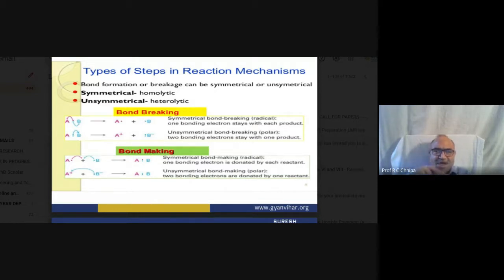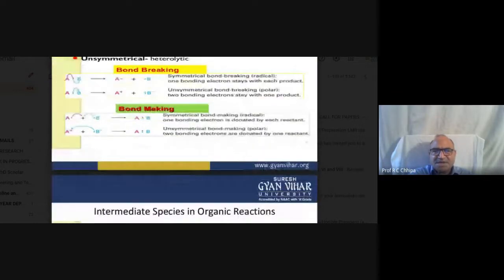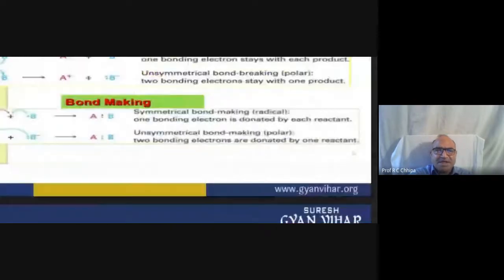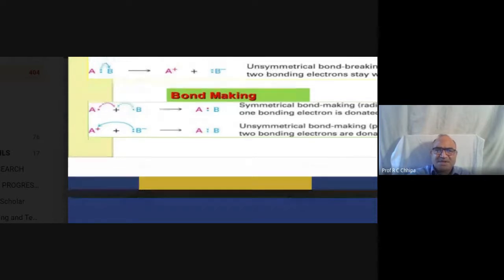So symmetrically, how will the bond form? In making radicals, one bonding electron is donated by each of the reactants. So here is the symmetrical bond making, and in the other case, unsymmetrical bond making, which can be explained here. In the symmetrical case, an electron comes from the A atom and from the B atom, whereas in the unsymmetrical case, the electron pair is donated. So here A is the acceptor and B is the donor.